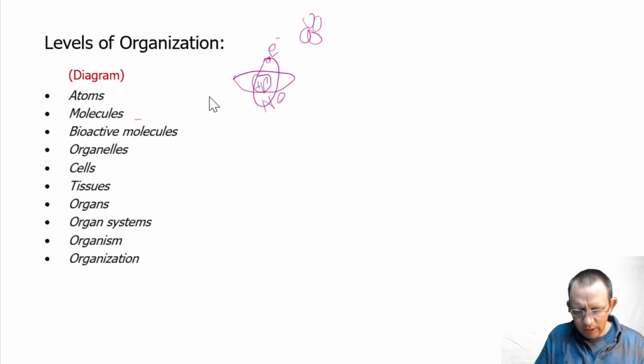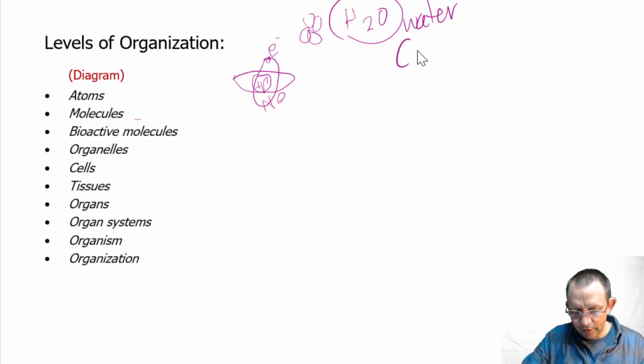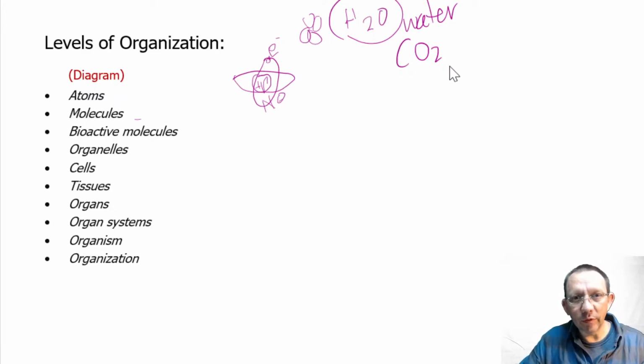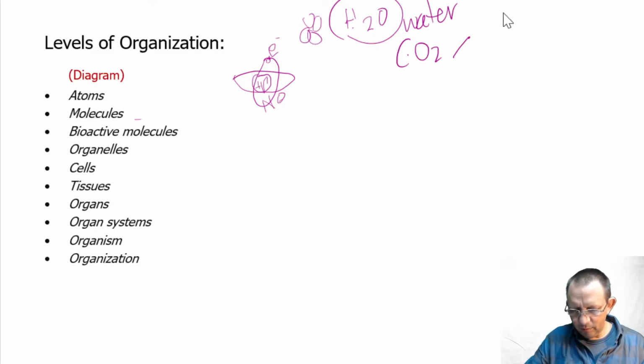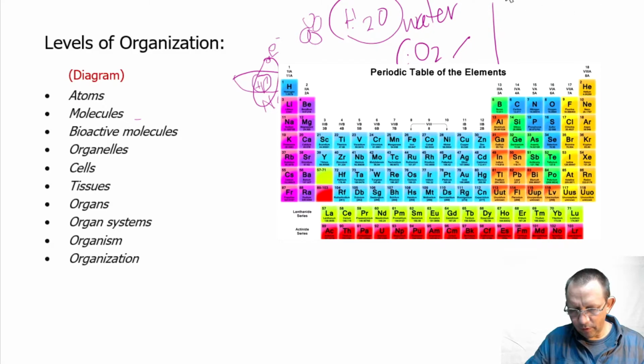So a group of those. If you have something like H2O, which is water, or CO2, which is what we breathe out, those are both molecules. Now, bioactive molecules are when you start taking some of this and some of this and adding all of these different ones together. Now, if you look at what's called the table of elements, it's basically a table that looks kind of like this.